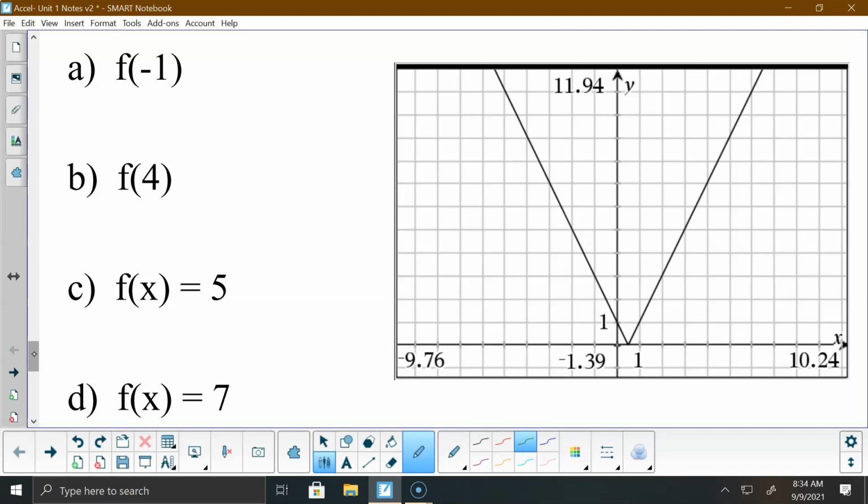All right, so we're going to start with our absolute value function.